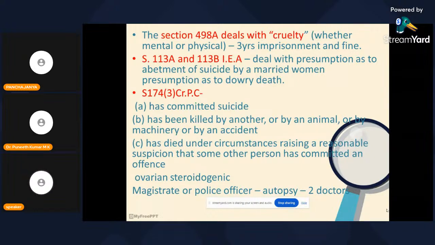And during her menstrual cycle, harassing or behaving badly with her, which results in suicidal tendencies, and if she committed suicide, that is also considered an offense. It is dealt with by a magistrate or police officer, and the autopsy must be done by two doctors.